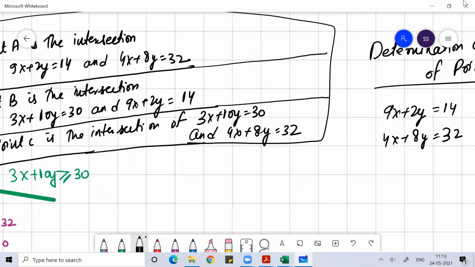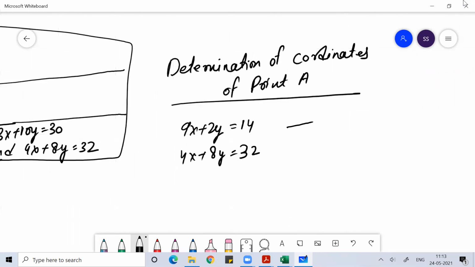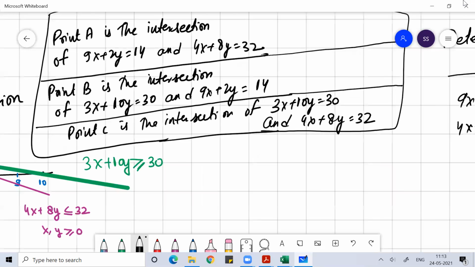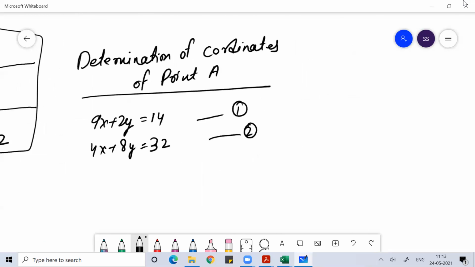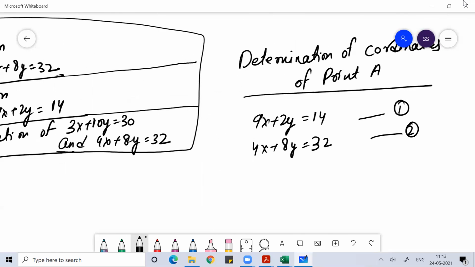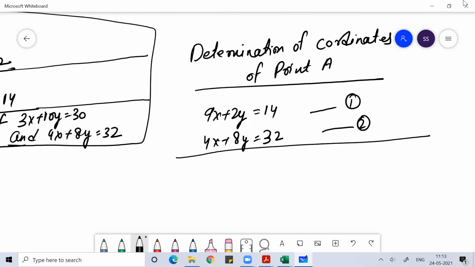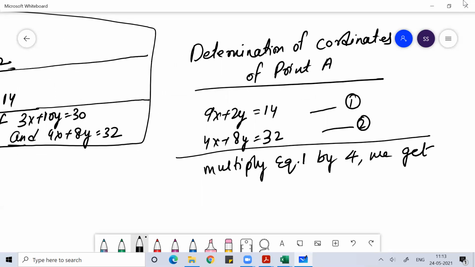Okay, so this is equation 1, this is equation 2. Now what I can do to solve this is cancel y. How will I cancel y? I can cancel y if I multiply equation 1 by 4. So multiply equation 1 by 4.